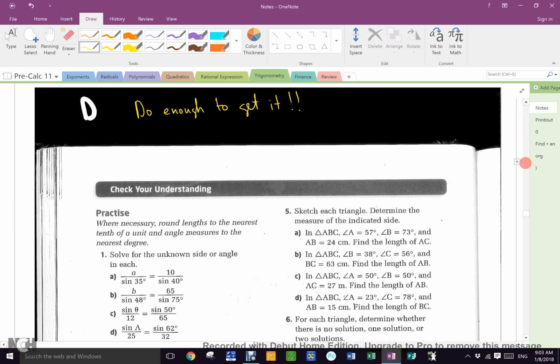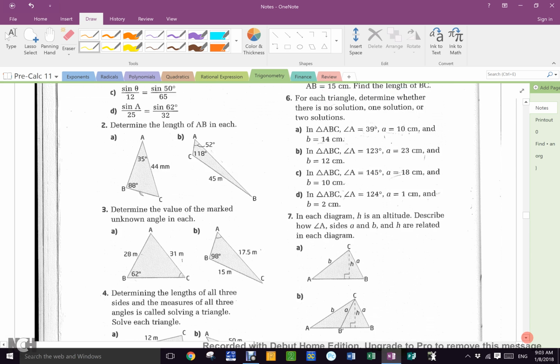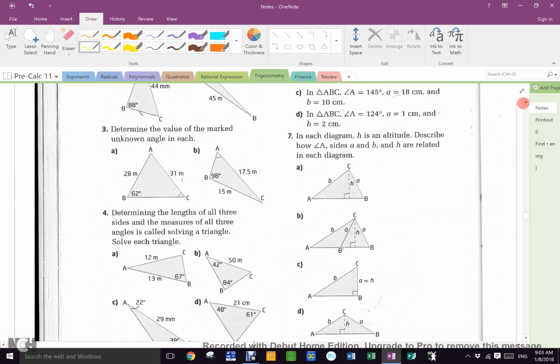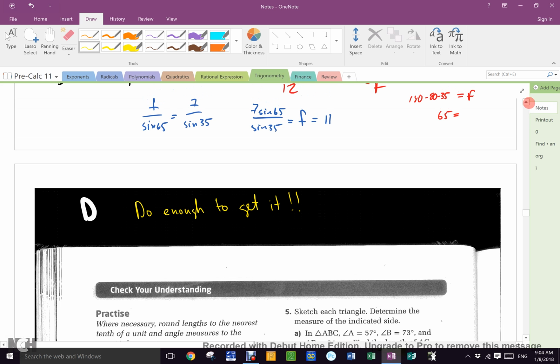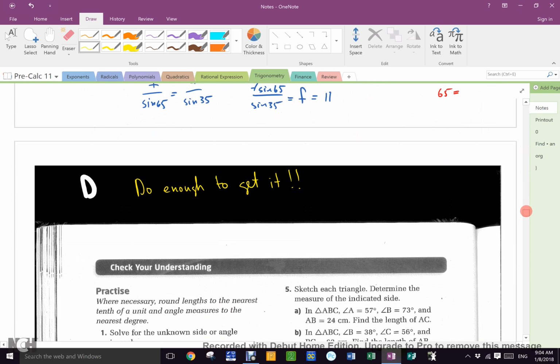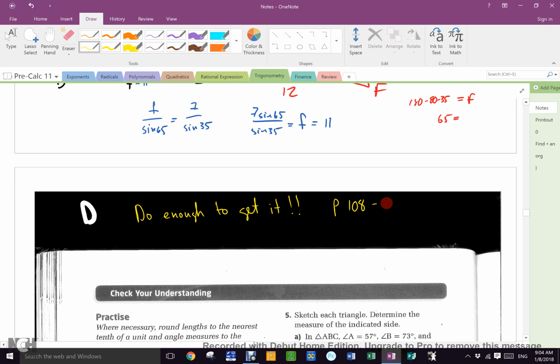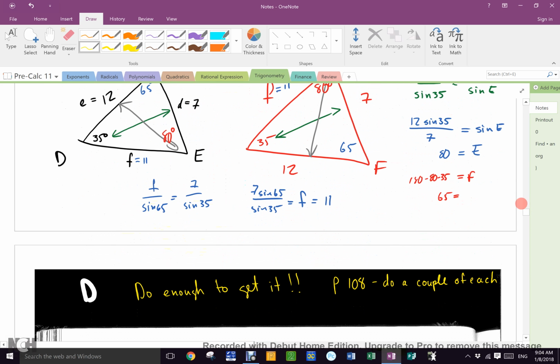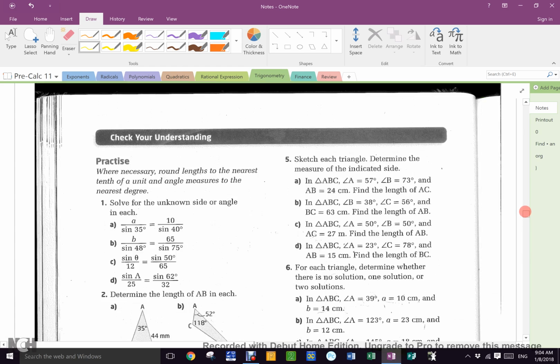So, do enough to get it, which means on this page, which says it's page 108 from the text, but in your books it's going to be page 171 or whatever. On this page, page 108, do a couple of each. Okay? You don't need to do everything on that page because that's the easy stuff, right? If you get it once or twice, it doesn't change, does it? Just like what we found over here. It didn't matter which triangle we used, it still worked, right? So don't spend a lot of time getting worried about page 108.